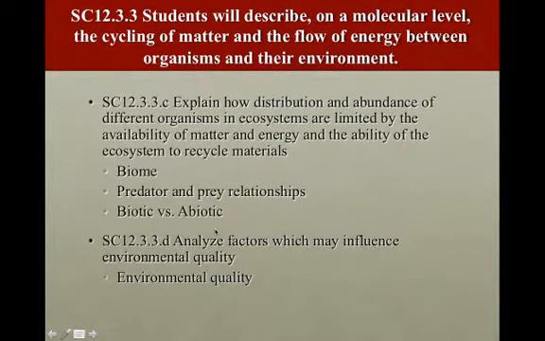C, explain how distribution and abundance of different organisms and ecosystems are limited by the availability of matter and energy and the ability of the ecosystem to retain or to recycle materials.